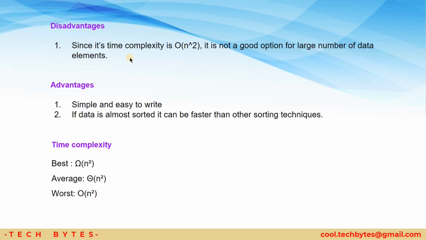And lastly, since the complexity is order of n square, it's not a good option for large number of data elements, right? And advantages are simple and easy to implement. If the data is almost sorted, it can be faster than other sorting techniques. Time complexity wise, it's not very efficient algorithm. The best is order of n square, average is order of n square, and worst is also order of n square.